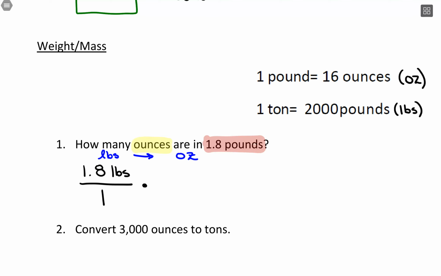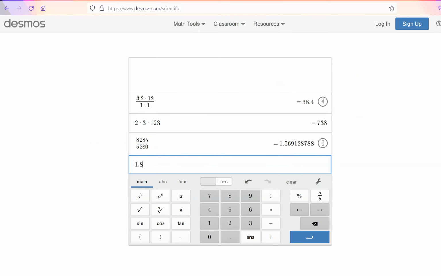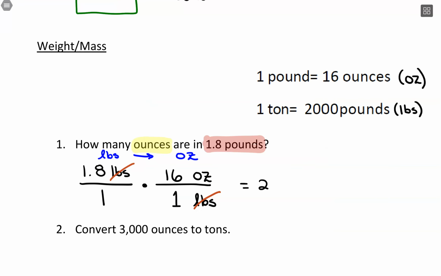So to do that, create my unit fraction. I want ounces, I want to get rid of pounds. And the relationship goes 16 ounces to 1 pound. So with this setup, pounds will cancel out numerator to denominator. And the math that I need to do is 1.8 times 16, which is 28.8. And the units I have left over are ounces. And that's done.